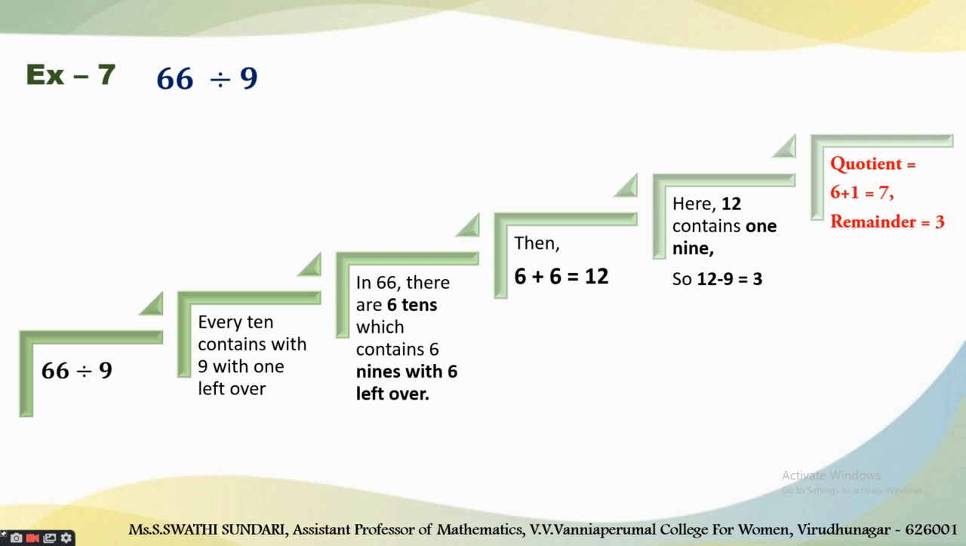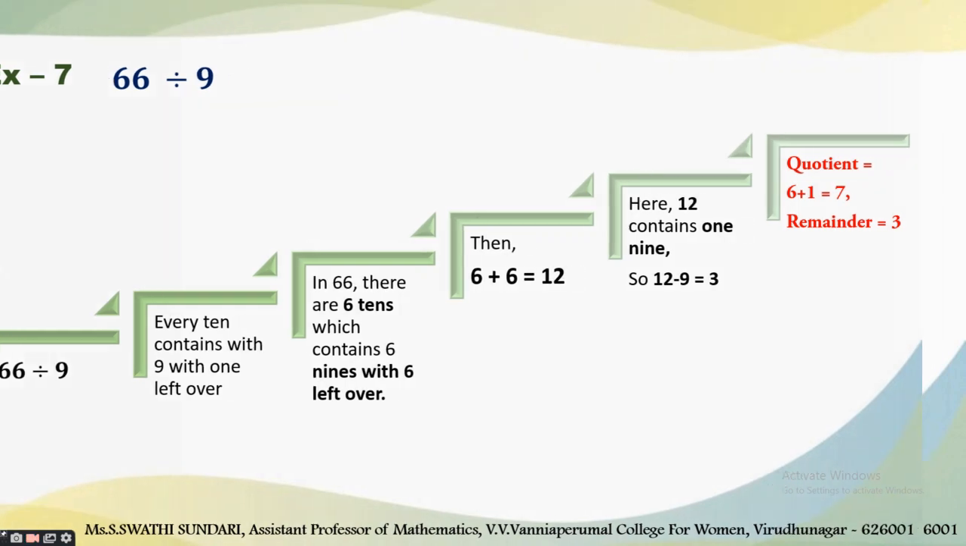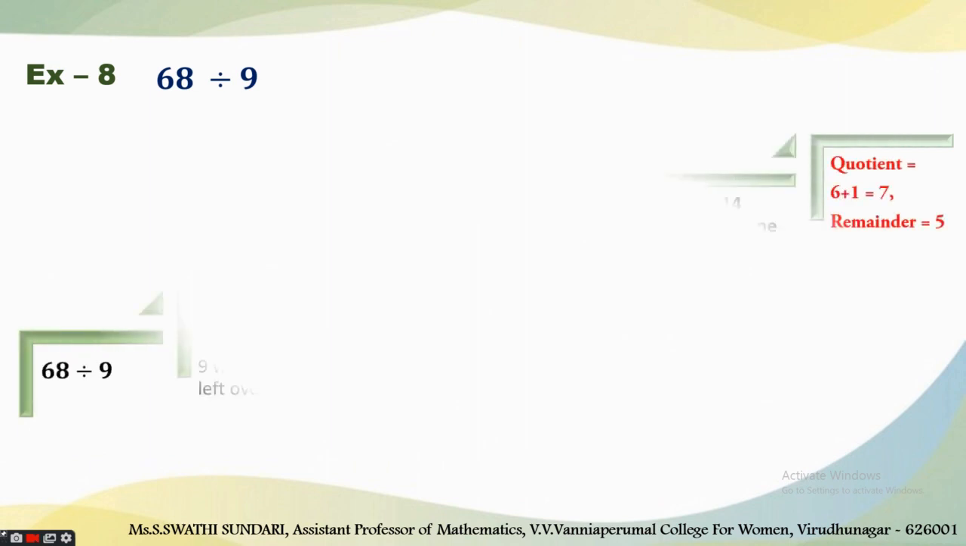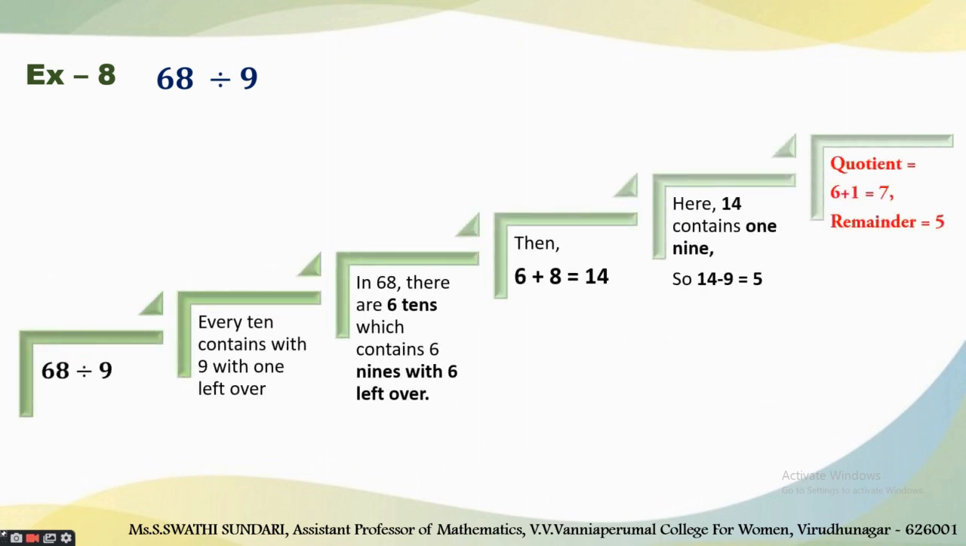And the remainder is 12 minus 9, which is 3. So the quotient is 7 and the remainder is 3. In a similar way, we have to solve this problem, that is 68 divided by 9. We know that 68 contains 6 tens, which contains 6 nines with 6 left over. So the temporary quotient is 6.